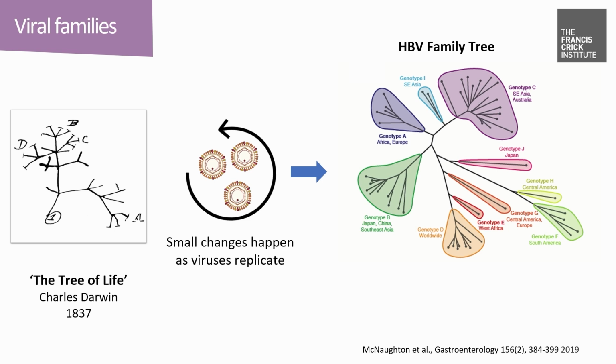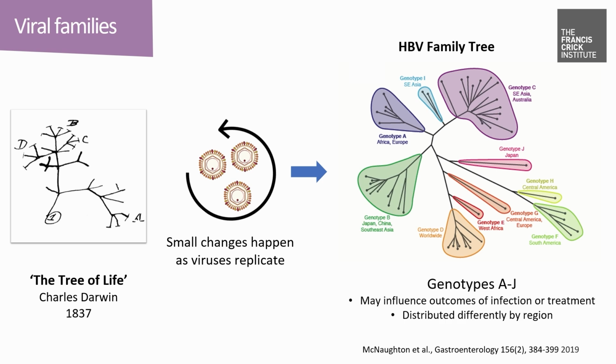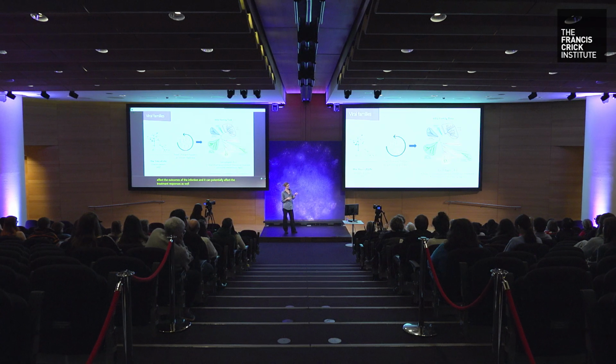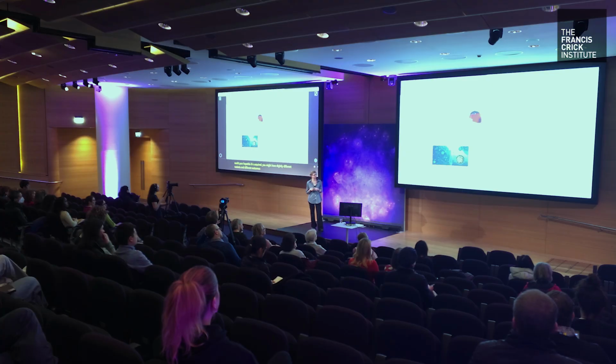This is all hepatitis B, but the viruses are slightly different due to changes in the genetic code. And this might be relevant because depending on which of those clusters of virus you're affected by, it can actually affect the outcomes of the infection, and it can potentially affect the treatment responses as well. And it's also interesting that these variants are distributed geographically. So depending where in the world your hepatitis B is acquired, you might have slightly different variants and different outcomes.